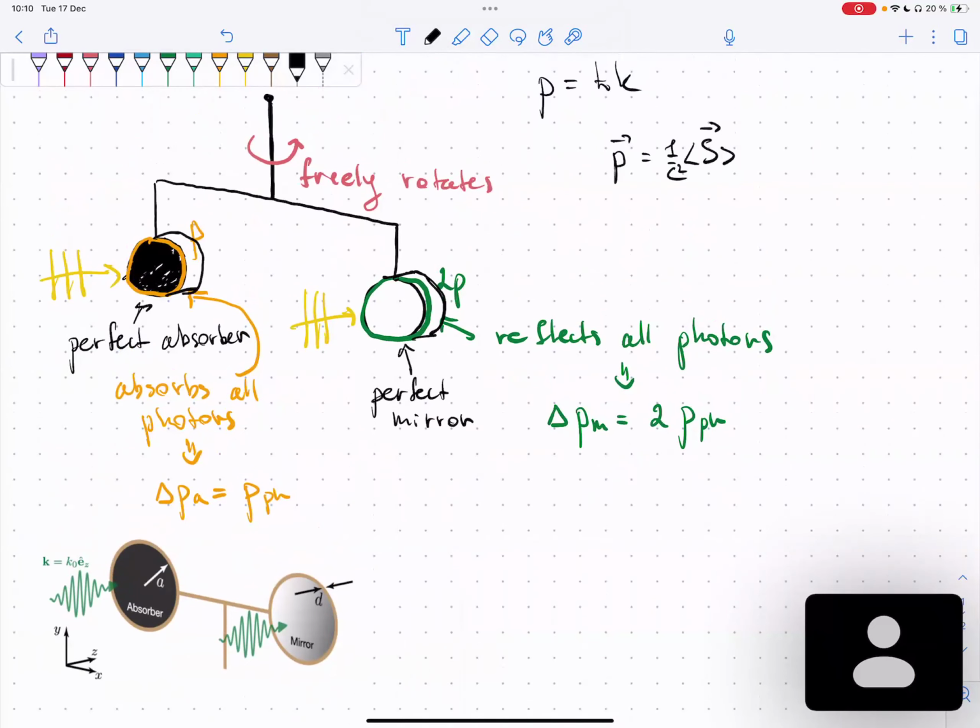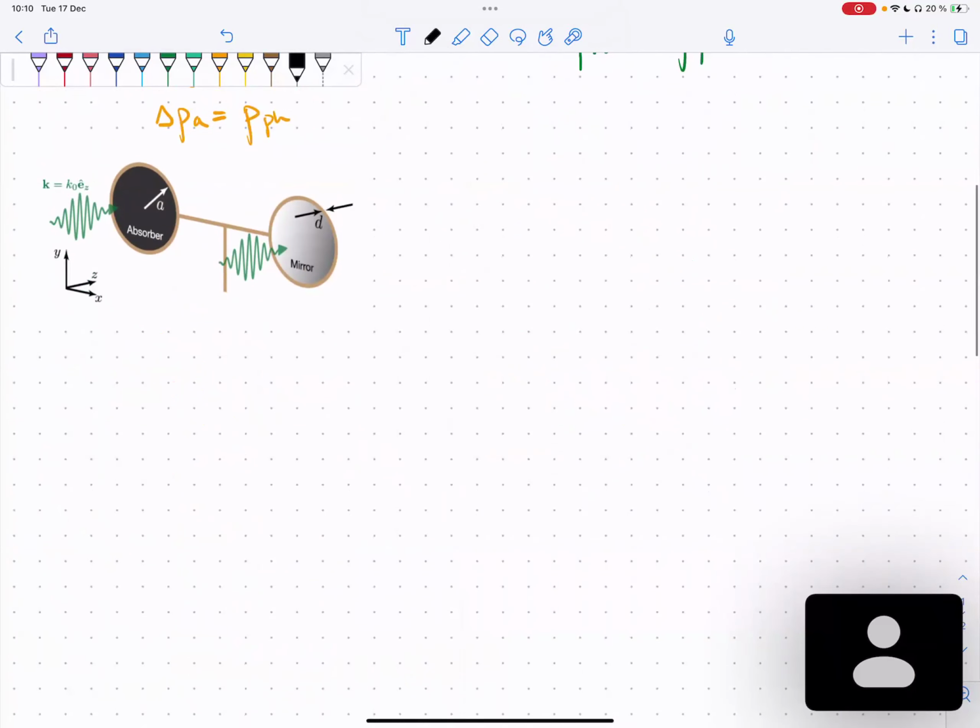Yes, and we will see the rotation. And actually, this is exactly what was observed by Pyotr Lebedev. This experiment that he did in 1901.